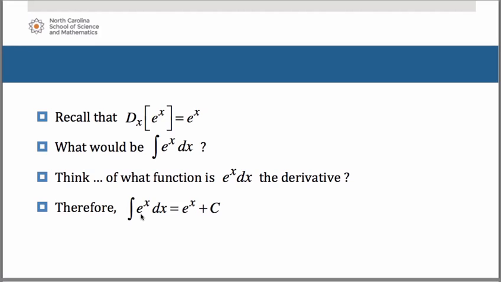The antiderivative of e to the x dx is simply e to the x plus c. This is the second rule you need to memorize. I like to think it's a pretty easy one. E to the x is a very, very special function. Again, it's the only function which is its own derivative. It's also its own antiderivative.